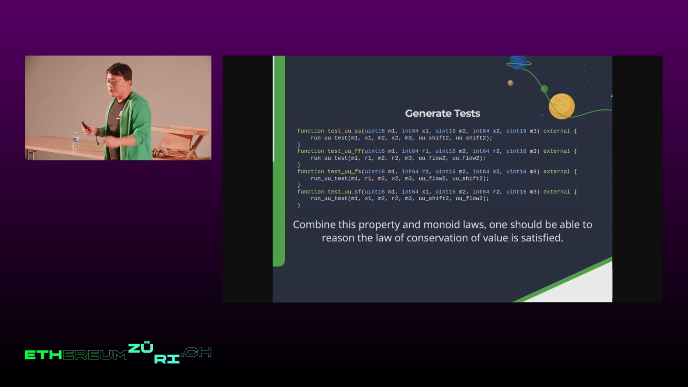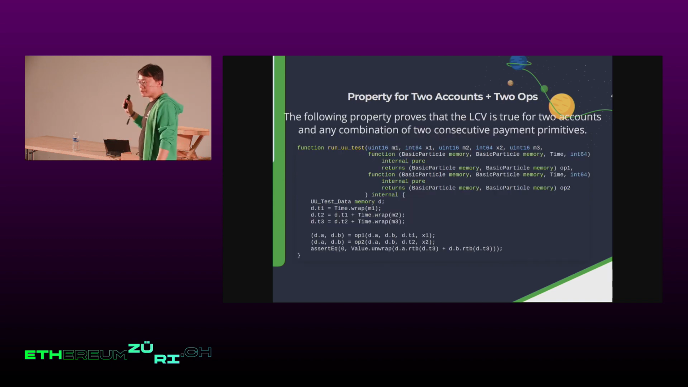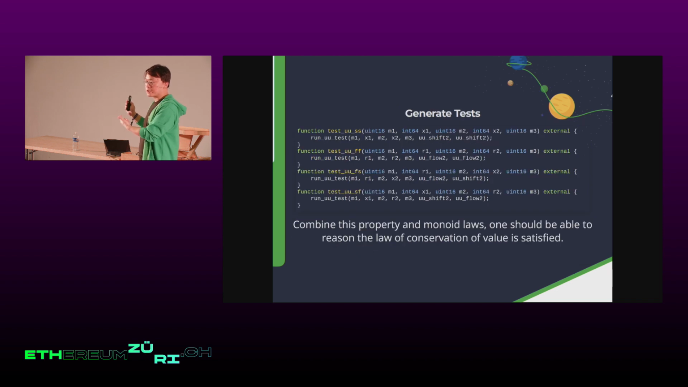What do I do? I use that generator function to create 4 different sets of test cases. I say it's a shift, flow, shift, flow. I've now got all the combinations with the generator function, right? So this is something that you could also do in Solidity with function pointers, and then you generate a bunch of the tests using that.